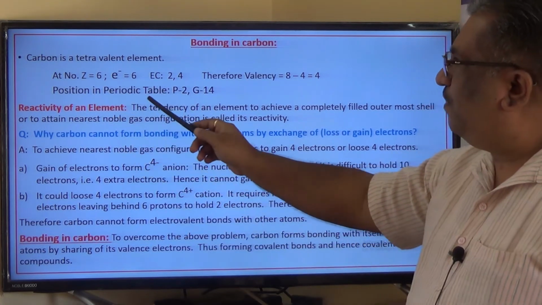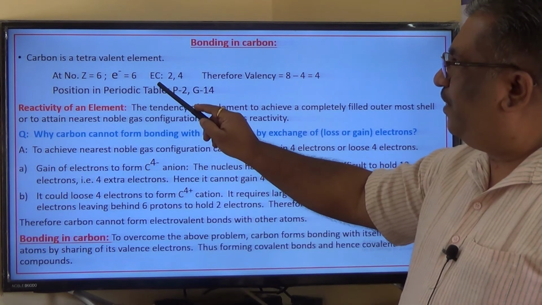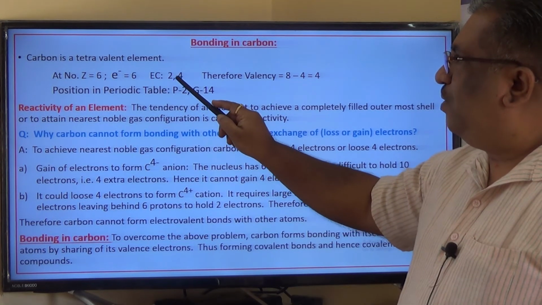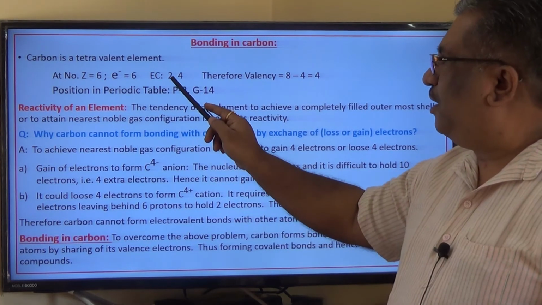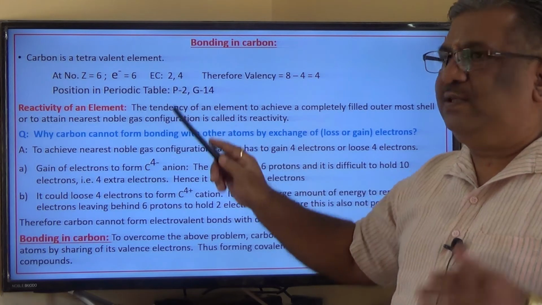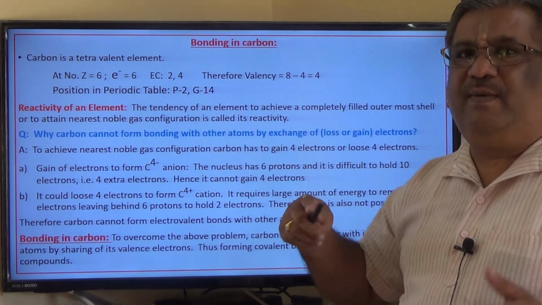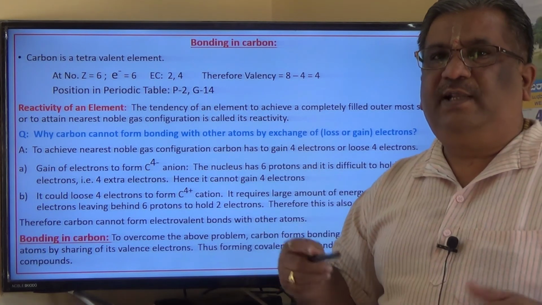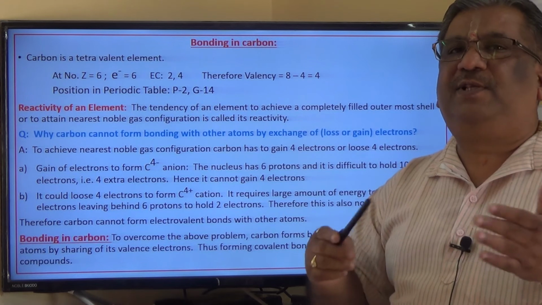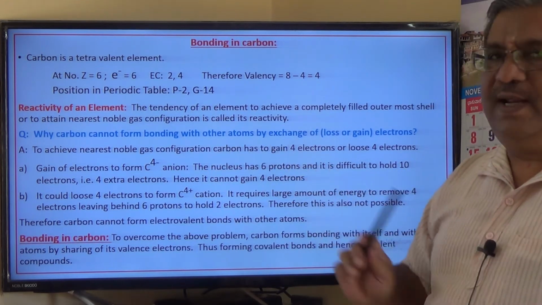What is the position of carbon in the periodic table? Look at the electronic configuration 2, 4. So the number of shells indicates the period number. Here there are 2 shells, K and L, hence the period number is 2. It belongs to the second period. Valence electrons 4 and therefore the group number is 10 plus 4, 14, and hence it belongs to group 14. It is very clear, I think.